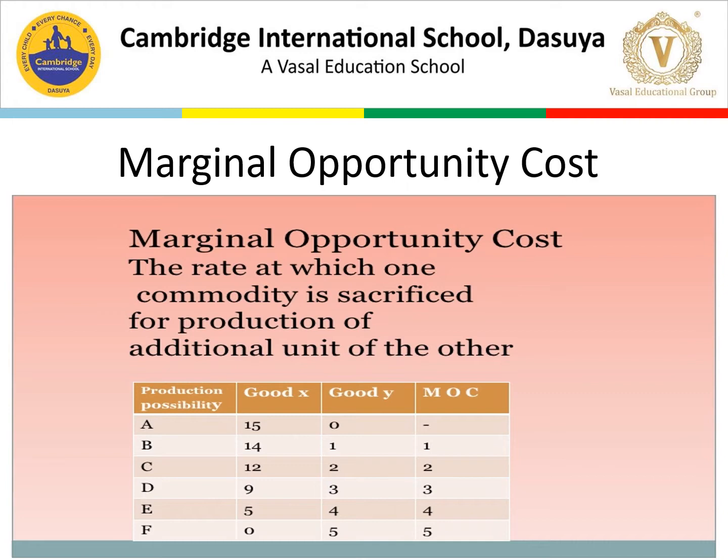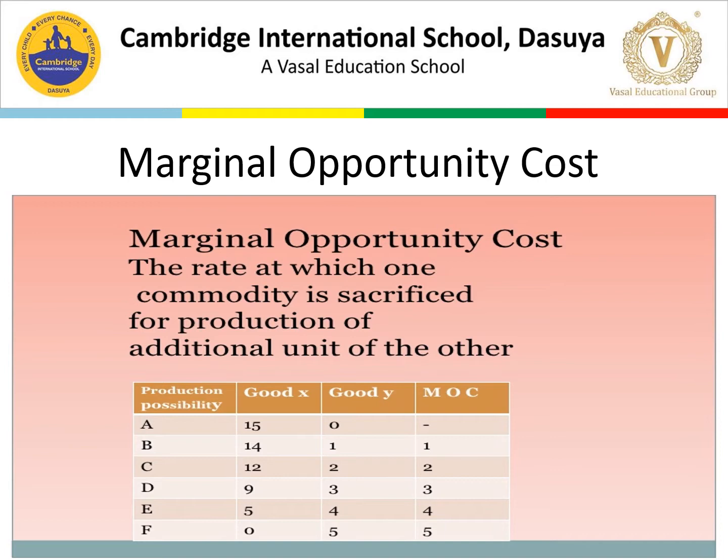Marginal opportunity cost is the rate at which one commodity is sacrificed for the production of an additional unit of the other commodity. You can see here the production possibilities, that means the combinations of two goods X and Y. A, B, C, D, E, F are the production possibility combinations given here. So we have 6 combinations. The first good is X and the second good is Y. For the first combination we have 15 units of good X and 0 units of good Y.